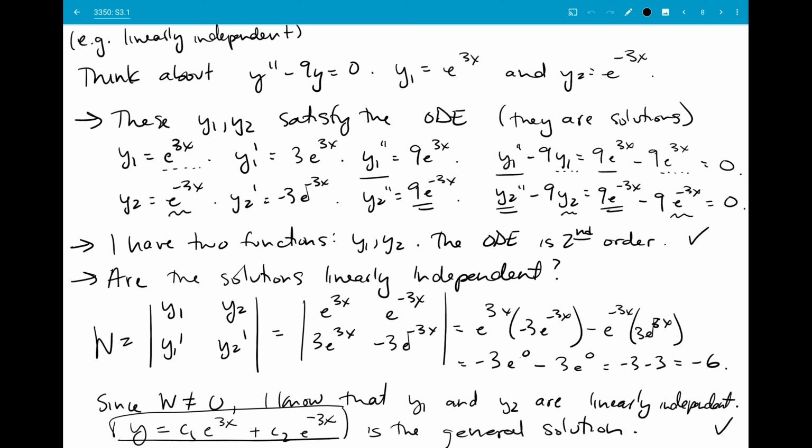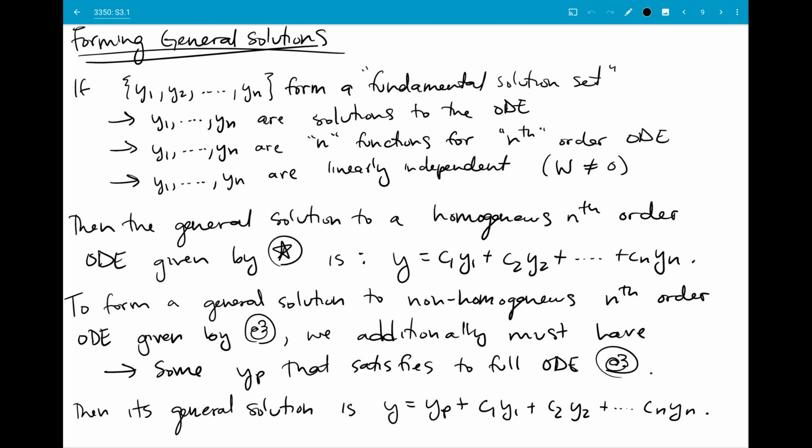And then we did an example where we were given two things. We checked that they were solutions. We checked that there were two and the equation was second order. And then we checked that they were linearly independent using this Wronskian idea. And then once we did that, we said, okay, when you meet these special conditions, you can write that they're a fundamental solution set, and you put together the general solution as a linear combination. We called that idea superposition.